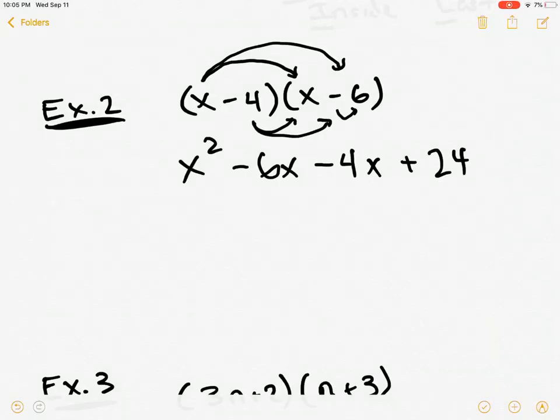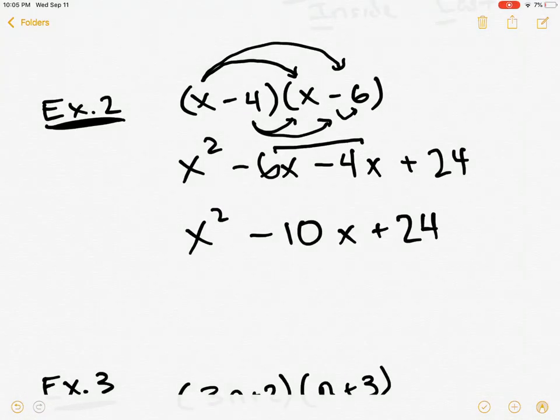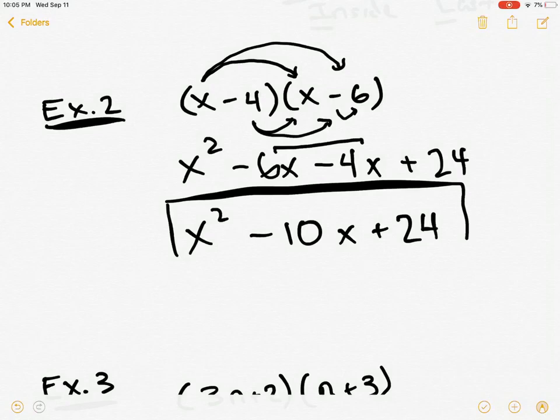Again, we're going to clean up our product a little bit, and that means we're just combining the two like terms in the center. Negative 6x minus 4x gives us negative 10x. And again, our quadratic term, the x squared, and the constant term, 24, did not change. So that's our result when we multiplied together using FOIL.